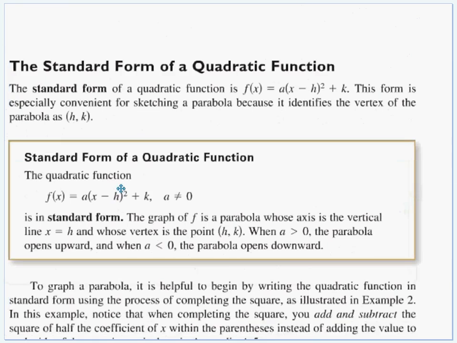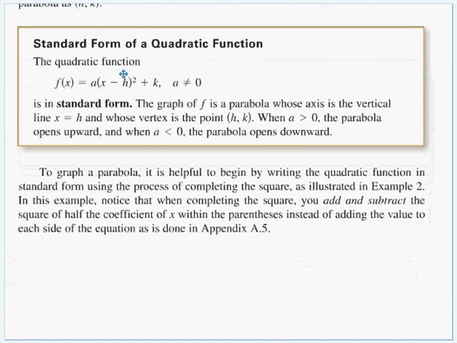So in the box, our official standard form, quadratic function: a times quantity x minus h squared plus k, with a being non-zero. This is in standard form. The graph of function f is a parabola whose axis is the vertical line x equals h, and whose vertex is the point h comma k. When a is a positive number, the parabola opens up. When a is negative, it opens down.